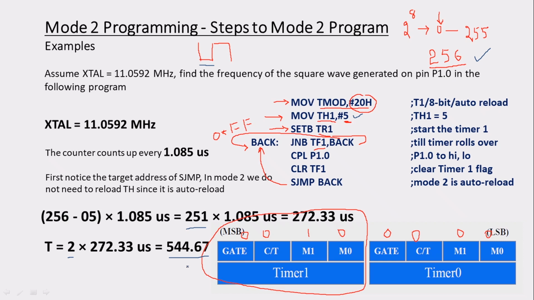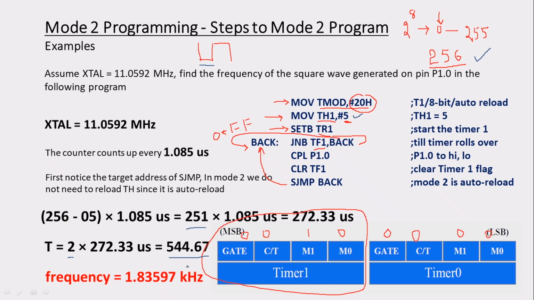So I need to calculate the frequency. If you want to convert that to frequency, as we know, frequency is inversely proportional to time, so f is equal to 1 by t. That is 1 divided by 544.67 microseconds. If you calculate that, the value you get is 1.83597 kilohertz. So the frequency generated by this particular program is 1.83 kilohertz.